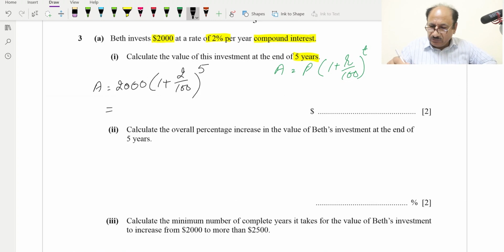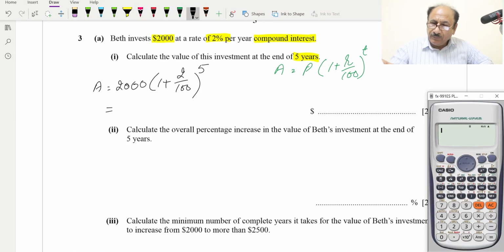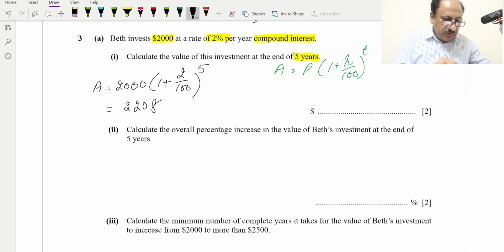So now the rest is just calculation. We'll open the calculator, and this calculator is very nice. You can use this calculator also. So basically 2000 multiplied by 1 plus 2 over 100, to the power 5, equals 2208, approximately 2210. So our answer will be 2210.